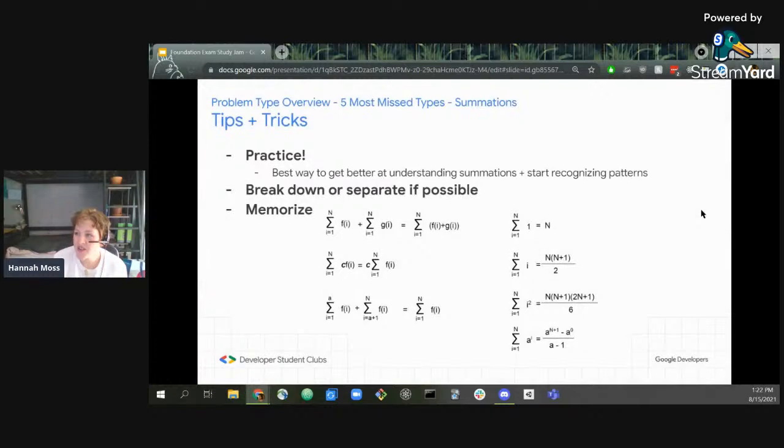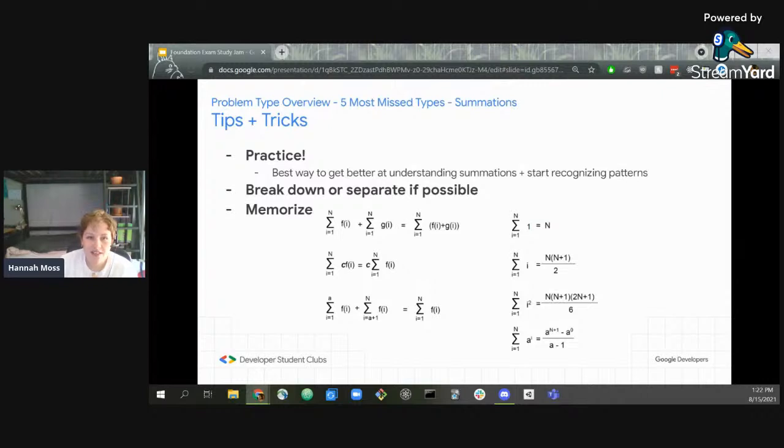So now that we're done with the Kahoot, we are going to go into our problem type overviews and talk about the 5 most commonly missed types. And first up is summations. And Camila is going to be talking about summations.